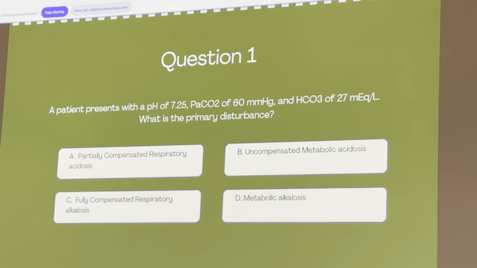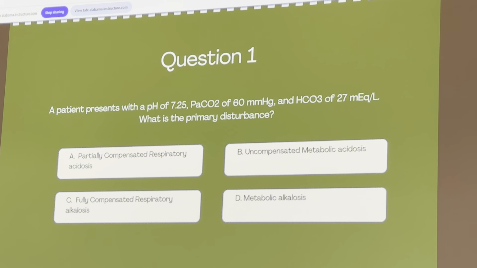So pH, what's my pH? 7.25, okay? Is that high or low? That's low, right? So I'm going to put a little down arrow because it's too low. All right, what's my CO2? 60. Is that too high or too low? Too high, all right? And then my bicarb, 27. Is that too high or too low? High, because it's right above that 26 value, right?